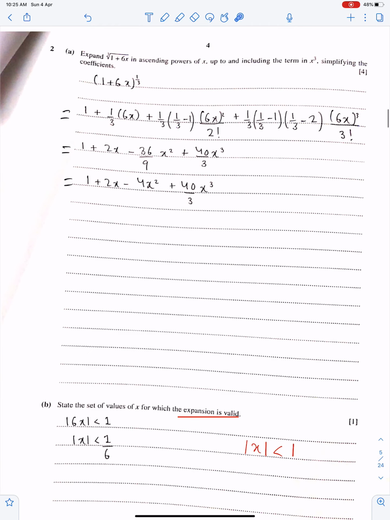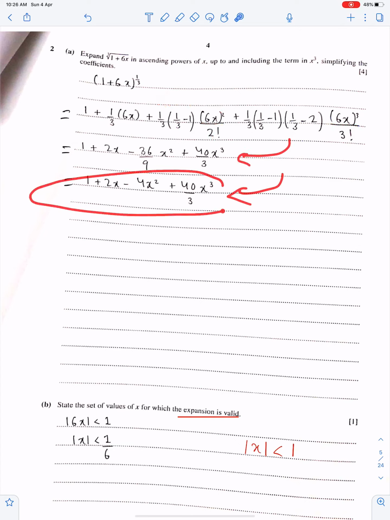Question number 2. Expand this in ascending powers of x up to and including the term in x cube, simplifying the coefficients. Well, this is a question of the binomial theorem, and fortunately the first term is 1, so we can use the theorem straight away. According to the binomial theorem, we need to copy the first term, then write n second term power 1 over 1 factorial. Then we write n, n minus 1, second term power 2 over 2 factorial. This is n, n minus 1, n minus 2, second term power 3 over 3 factorial. Then simplify this correctly. This is the final answer.